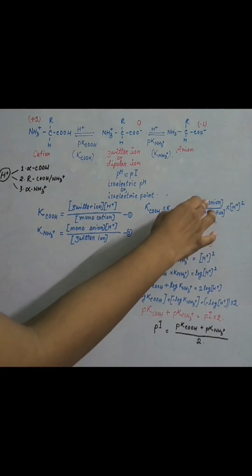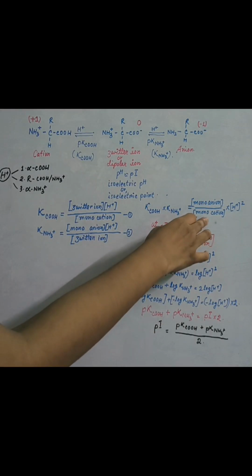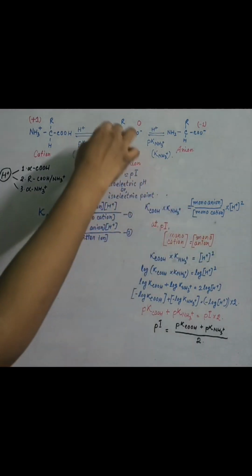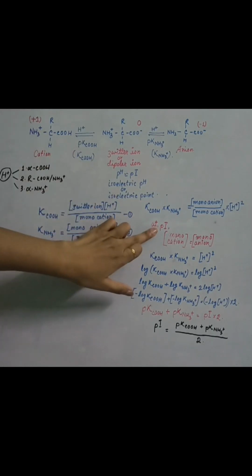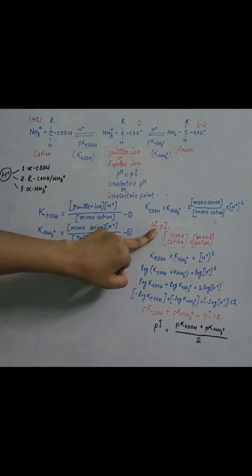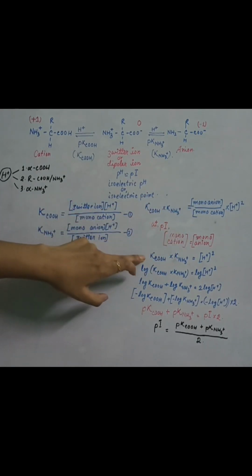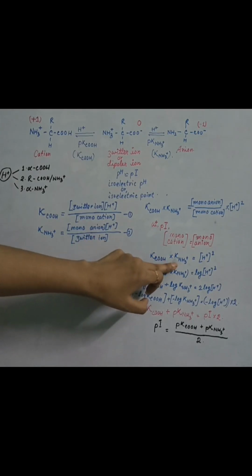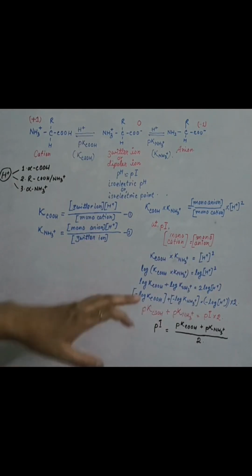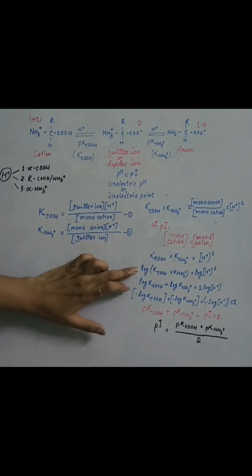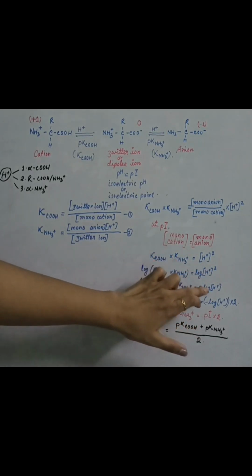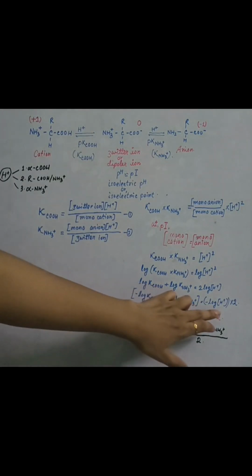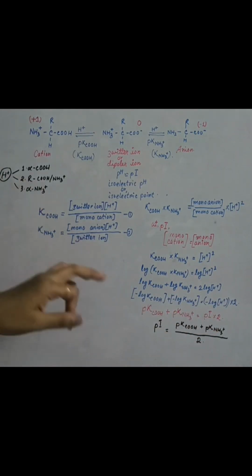Why? Because these are in the same number. That means the monoanion and monocation are the same. Why? Because the net charge is 0 here. And therefore, at the pI value these are cancelled out, and finally it remains as KCOOH times KNH3 plus equals H plus whole square. Now we take log value on both sides and finally get log KCOOH plus log KNH3 plus equals 2 log H plus. Now we take the minus value on both sides, and we get the pK value. And what is the pK value?